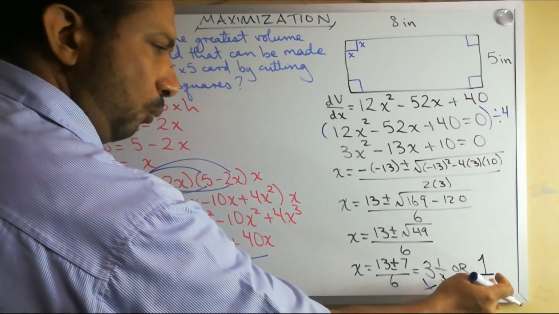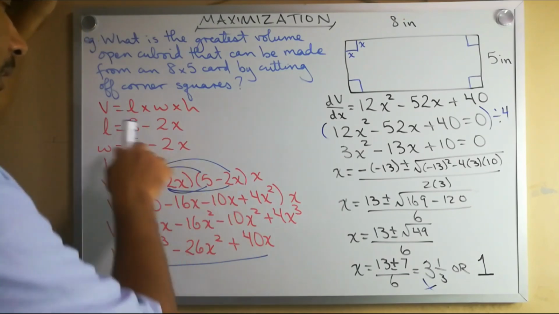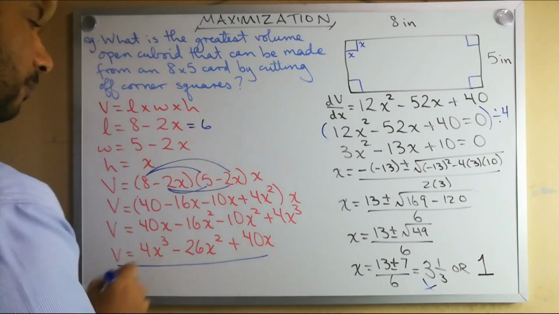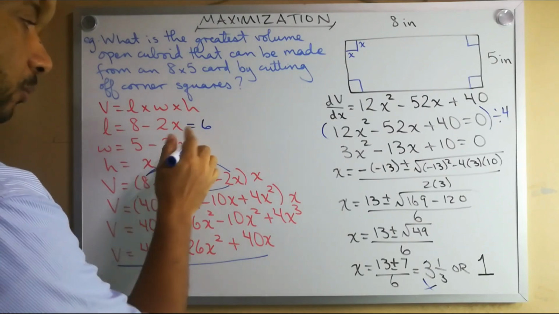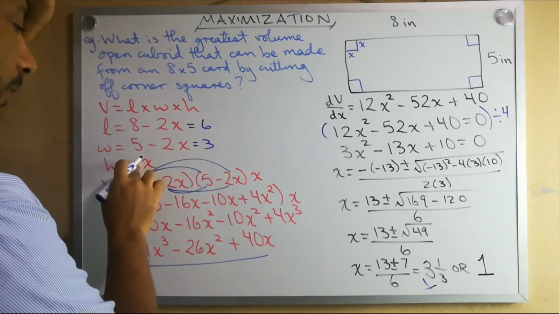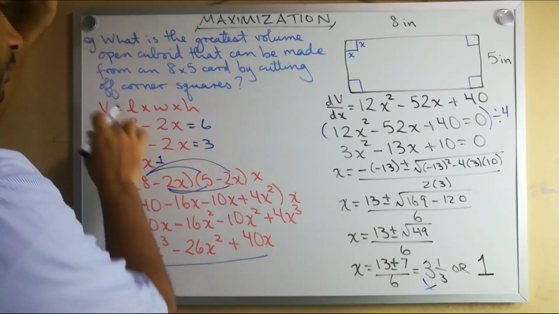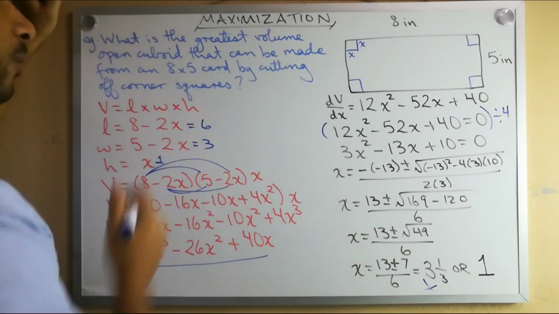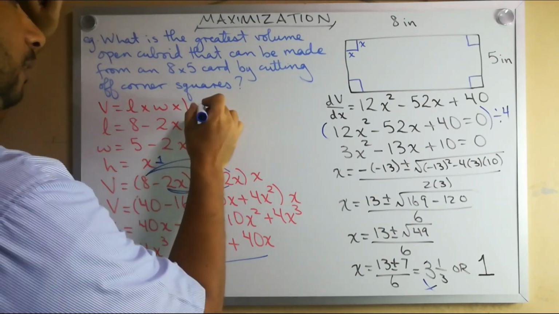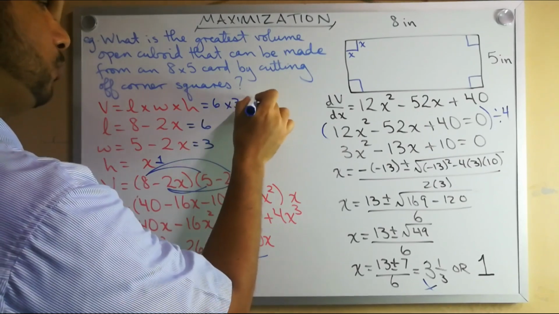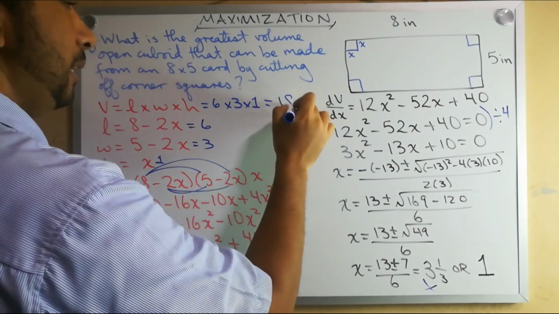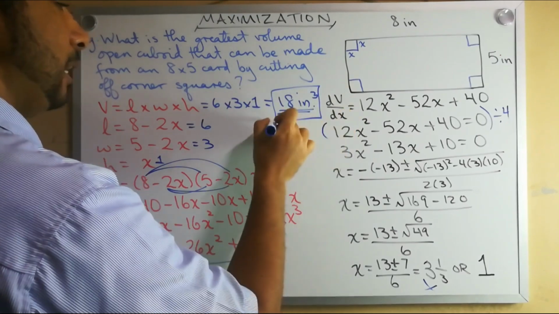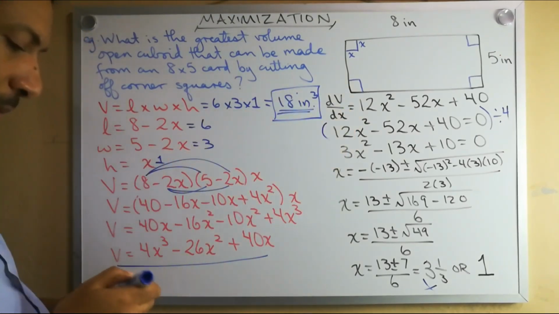When x is 1, let's see what that will give us. 8 take away 2 times 1 is just 8 take away 2, so that is 6. 5 take away 2 times 1 will give us 3. And then when x is 1, that's just 1. So now we can proceed to find the greatest volume. The greatest volume is length times width times height. So we have 6 times 3 times 1, which is 18 cubic inches. This is our final answer. That is the maximum volume.